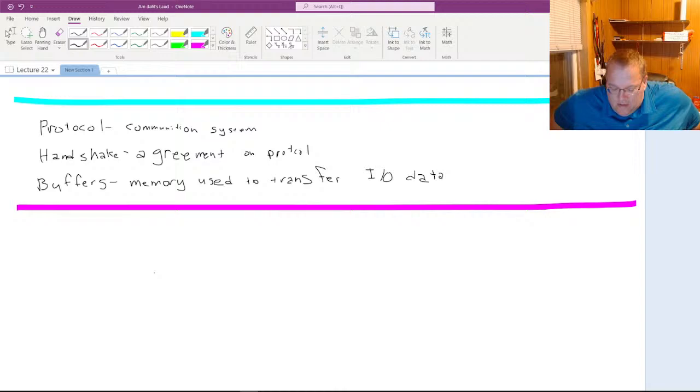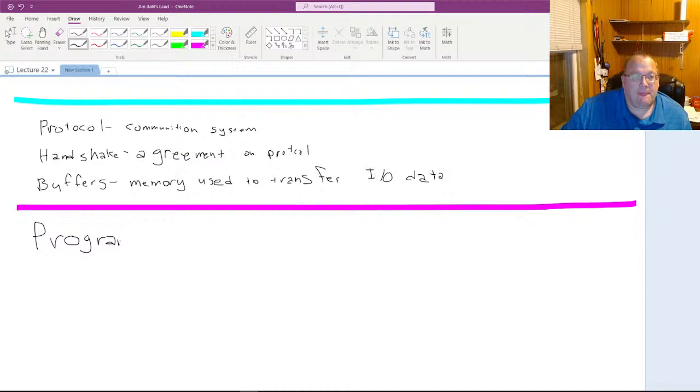Okay, the first one is called a programmed I/O. These are different protocols that are used, or actually different styles of protocols. This is done strictly on the device itself.